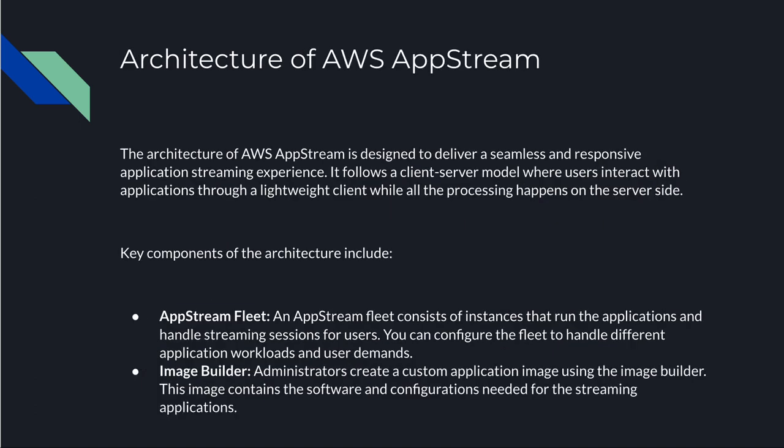Okay, now let's talk about the architecture of AWS AppStream. The architecture of AWS AppStream is designed to deliver a seamless and responsive application streaming experience. The main purpose of AWS AppStream, as its name suggests, is application streaming. Okay, this is what it does, and it follows a client server model where users interact with the applications through a lightweight client while all the processing happens on the server side.